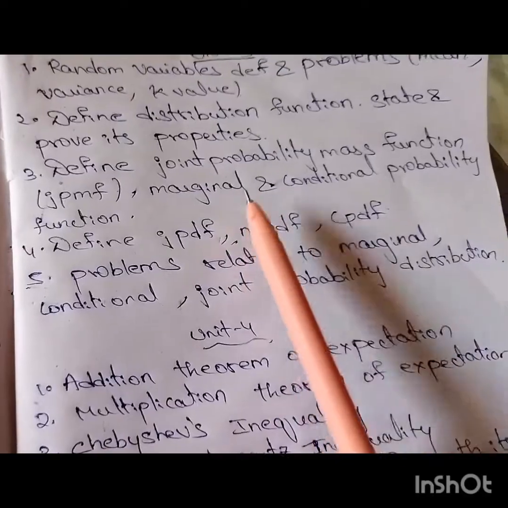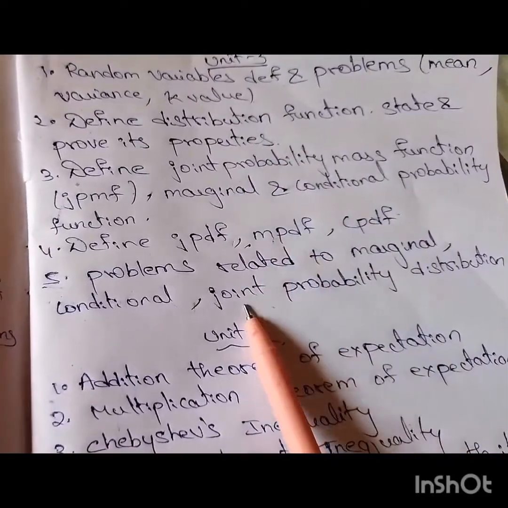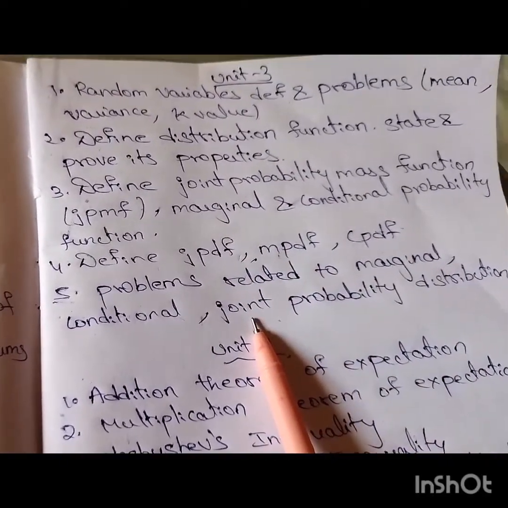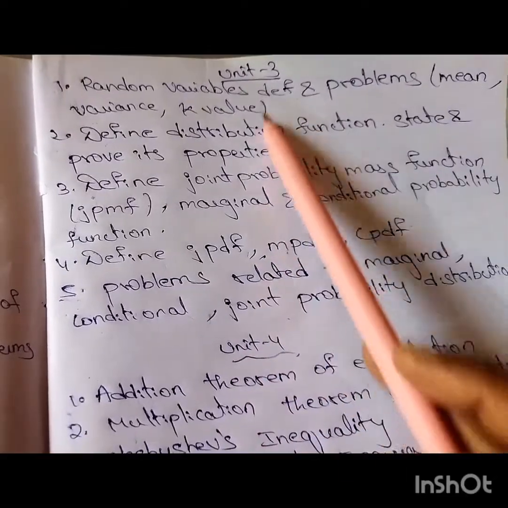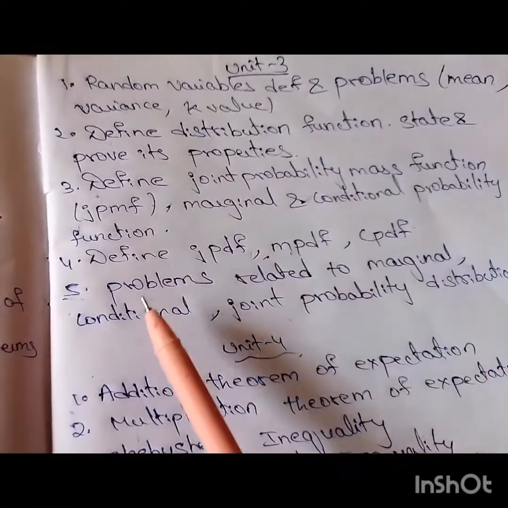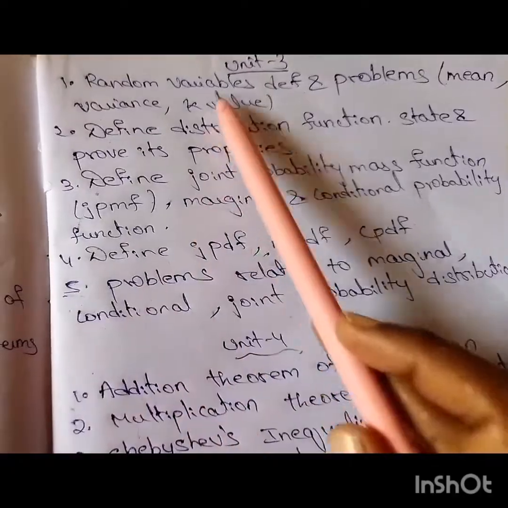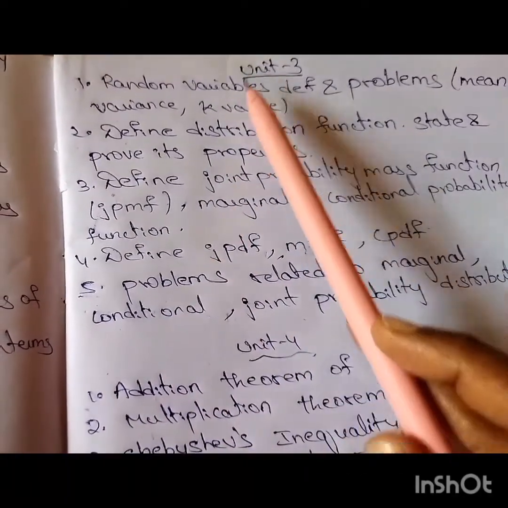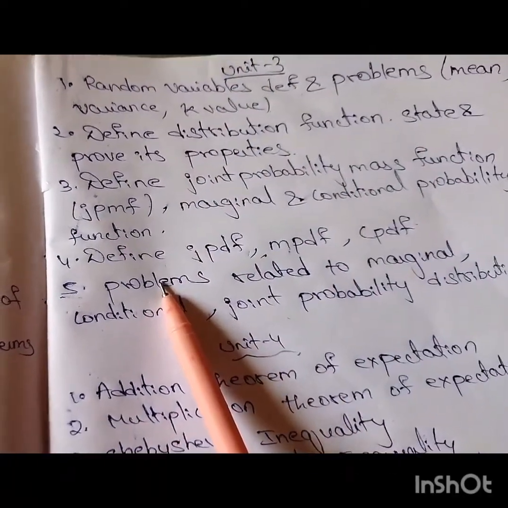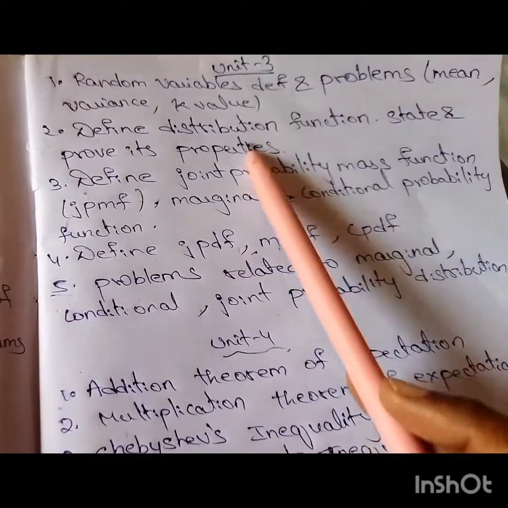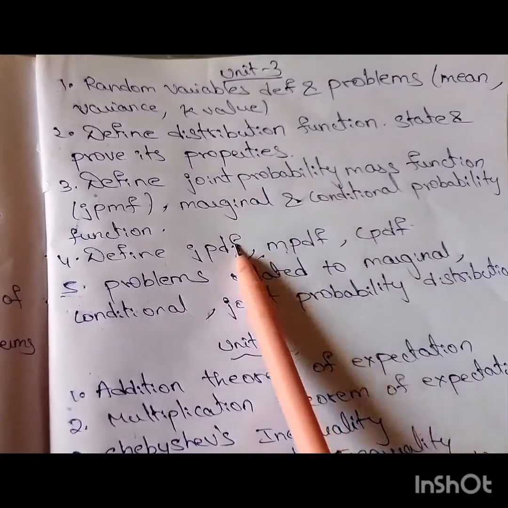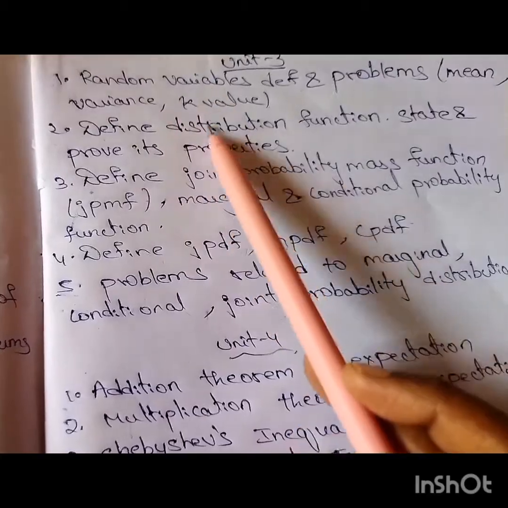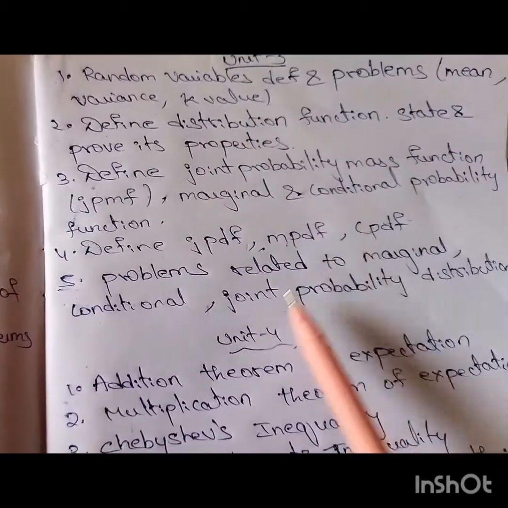Next we are having the problems related to the third and fourth questions. That for sure you will get for long answer. So overall in third unit, the 1st, 2nd and 5th you may expect for long answer. So if you read 1, 2 and 5, you will get one long answer. Remaining you will get for short answer. These 2 topics as well as random variable and distribution also you may get for short.